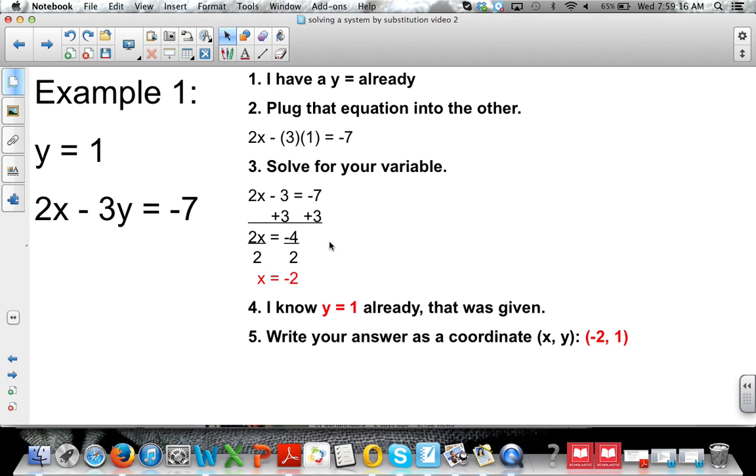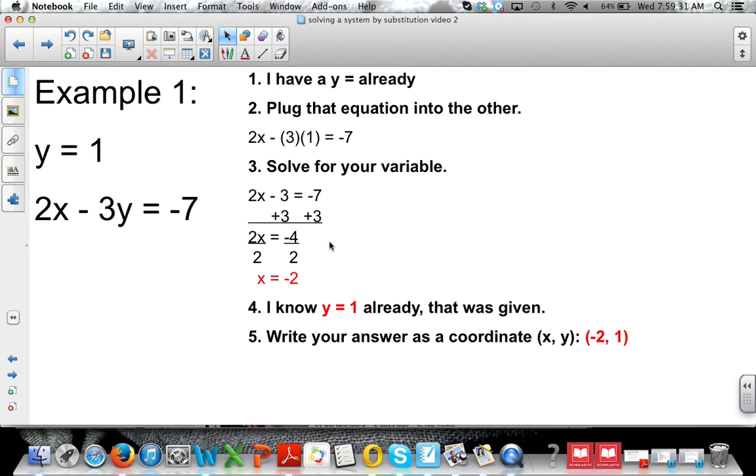And so I end up with 2x equals negative 4, and then you need to divide by 2 to get x by itself, and you get x equals negative 2. But I'm not done, okay? You need to know x and you need to know y. So that's where we go to step 4.